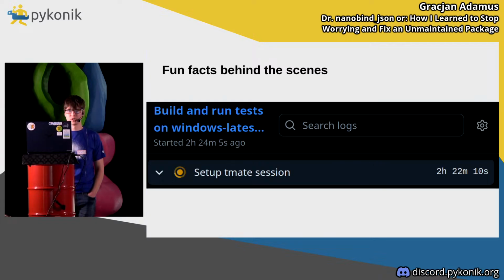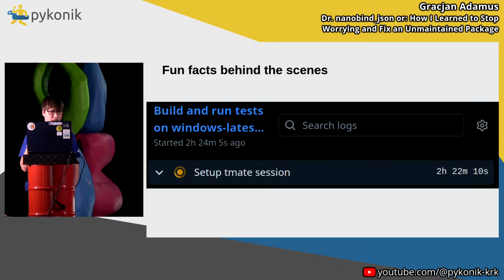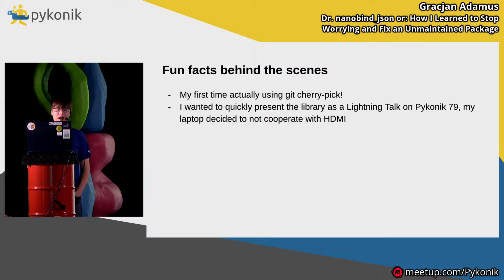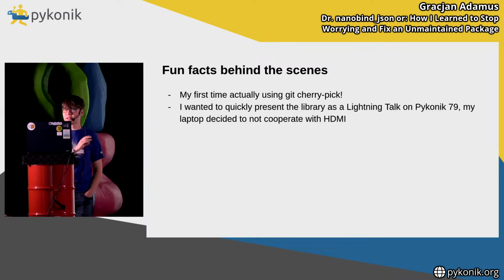Also, I've used a lot of the tmate GitHub Actions, which basically allowed me to SSH into the virtual machines that were running the code. And I left one also open for more than 2 hours. I actually used Git cherry-pick for the first time in my life, actually trying to achieve something. And I also wanted to already present that library in a lightning talk at a previous Pykonik, but my laptop decided to not cooperate with the HDMI.